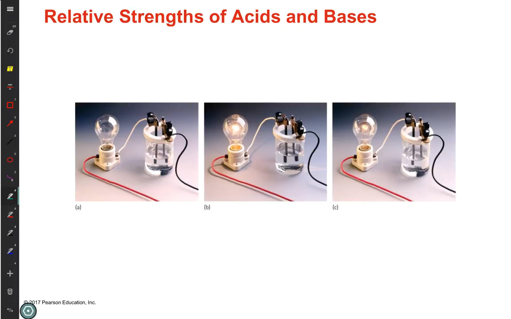B, because it's burning the brightest. It didn't tell us what the acids were in each case. And you see they were just clear liquids as far as we can tell in all cases. But they're different acids, and the stronger acid is going to have a faster reaction, producing more current.